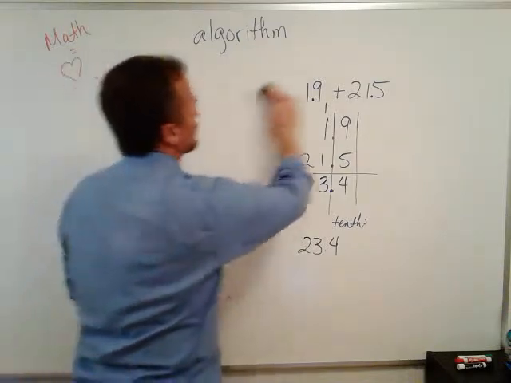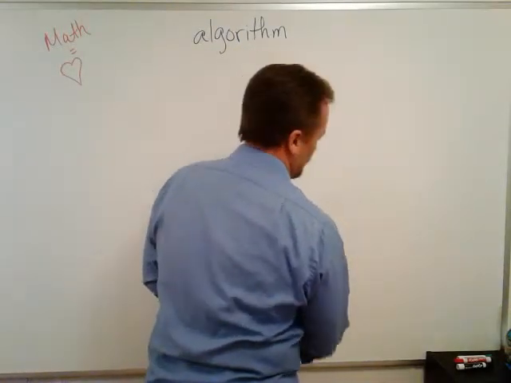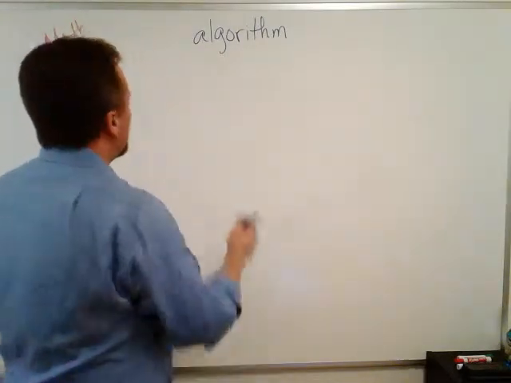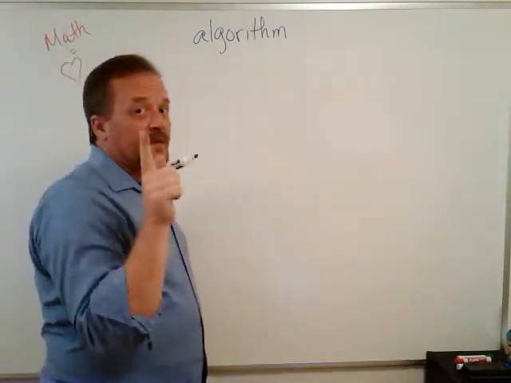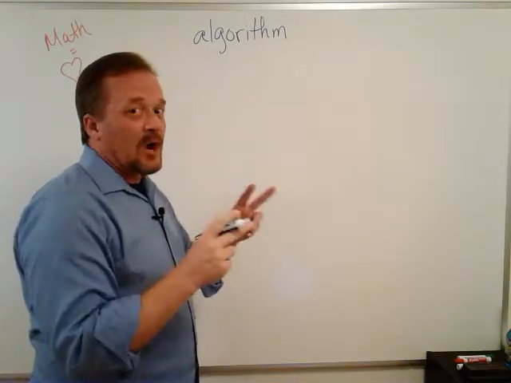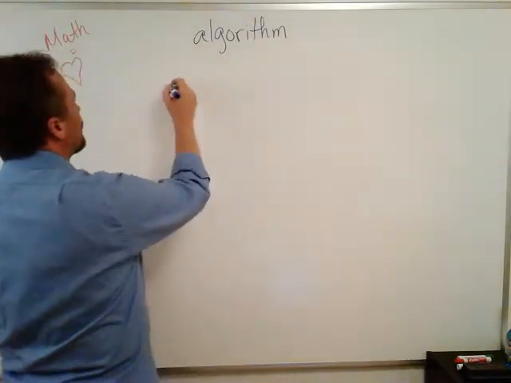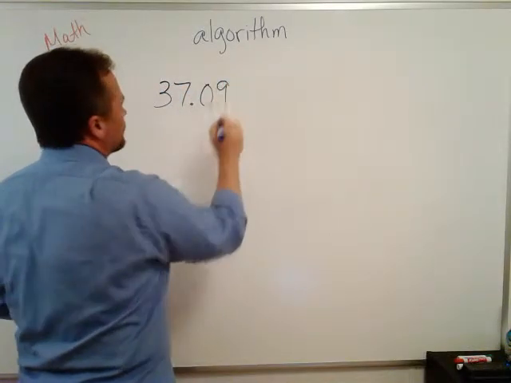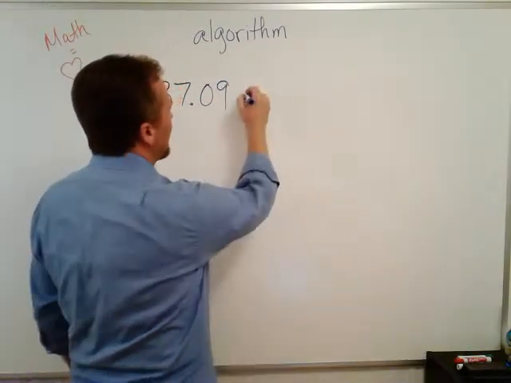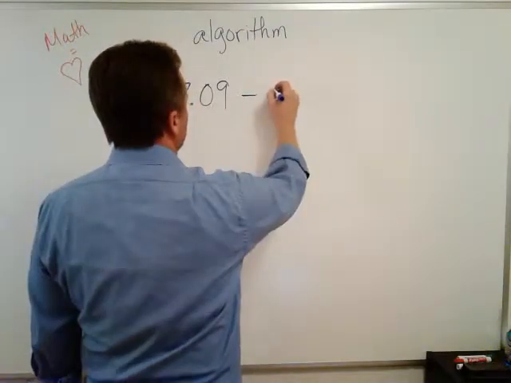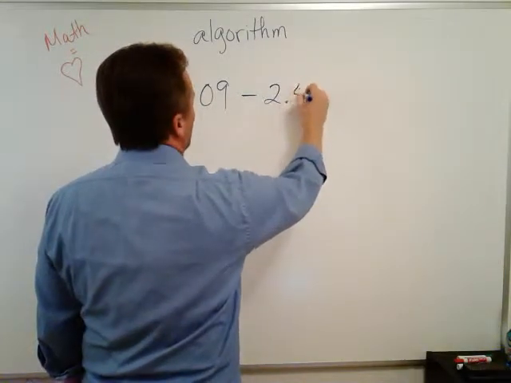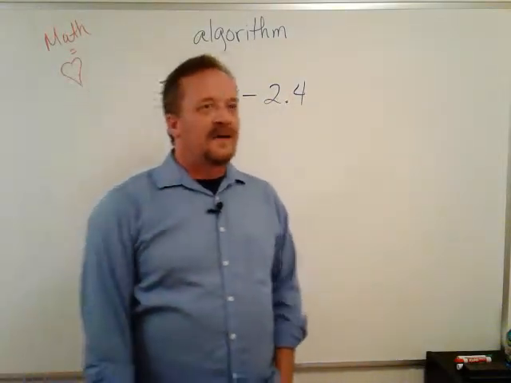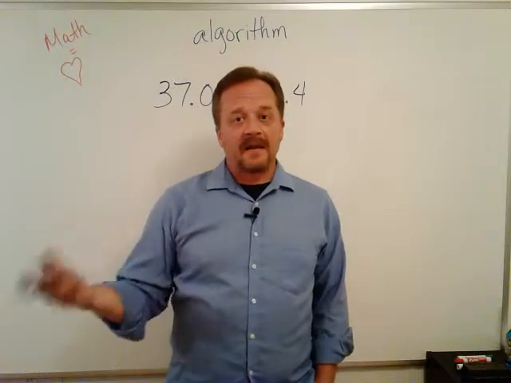Let's look at subtraction real quick. I'm going to write this horizontally first, so that we can make sure we are solid on putting these vertically. Let's say that I have a number like 37.09, and I want to subtract 2.4 from that.